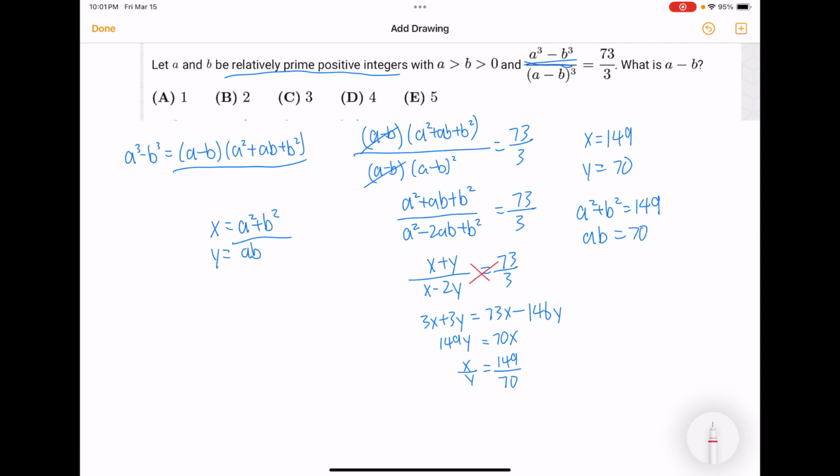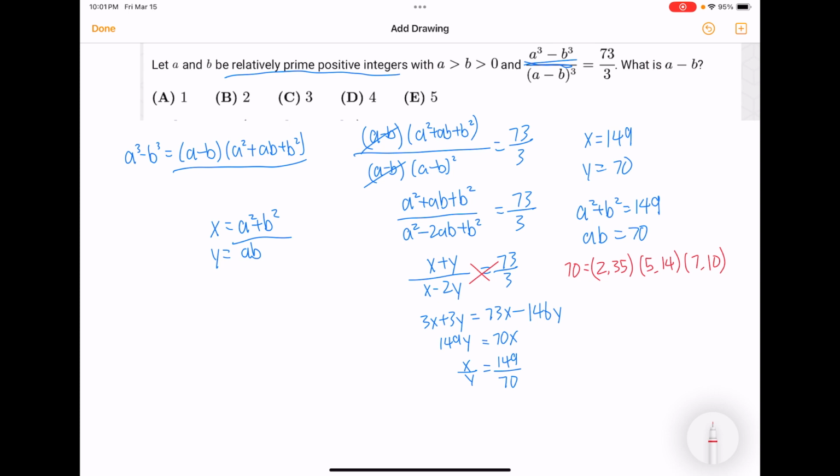And so here is the kind of tricky part, because we now need to find out the factors and plug them in to see which set would satisfy these two equations. So we already know that 149 is prime, but 70 has many sets of factors, including 2 and 35, 5 and 14, and then 7 and 10.